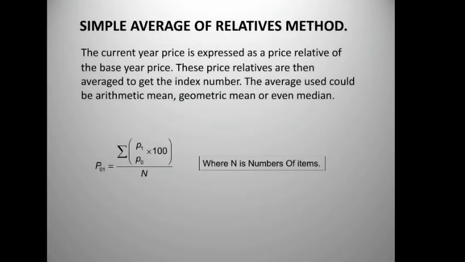Simple average of relative method. The current year price is expressed as a relative of the base year price. These price relatives are then averaged to get the index number. The average could be arithmetic mean, geometric mean, or even median. So here we have P01 is equal to sigma bracket P1 divided by P0 into 100 closing bracket divided by n, where n is the number of items.